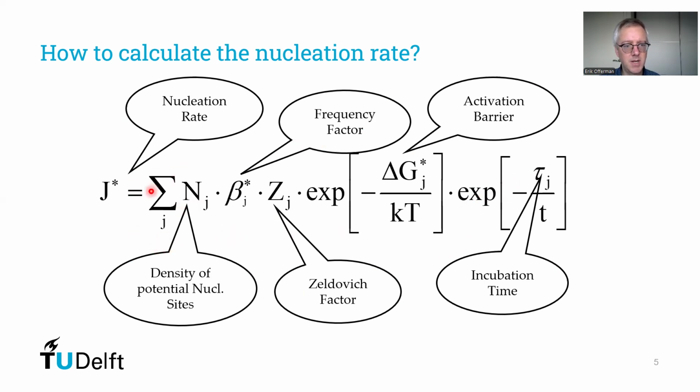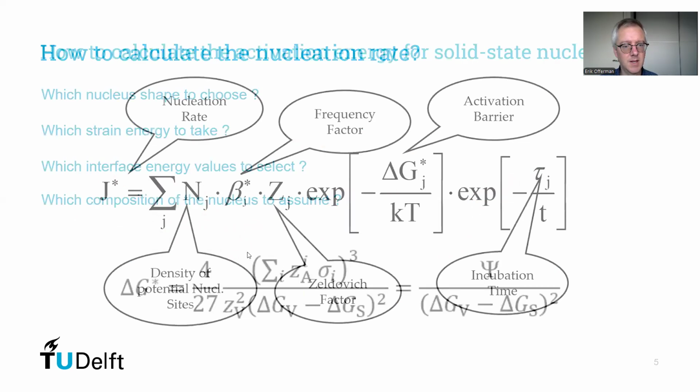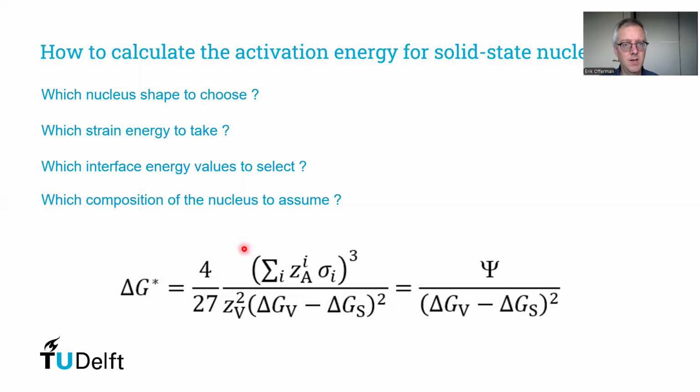Now there's also a summation, because nucleation at grain corners may not be the same as nucleation at grain edges or triple junctions. So to get the total nucleation rate, you need to add up all the different contributions of the nucleation rate. Now, how to calculate the activation energy for solid-state nucleation? Which nucleus shape to choose, which strain energy to take, which interface energy values to select, and which composition of the nucleus to assume.